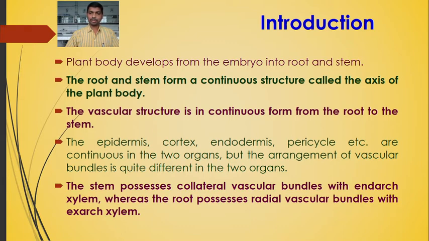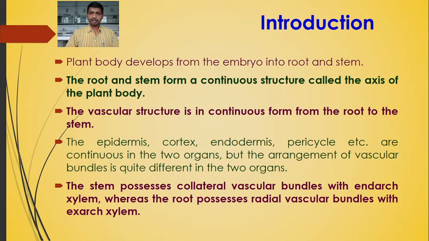Endarched means protoxylem towards center and metaxylem towards periphery. Exarched, protoxylem towards periphery and metaxylem towards center. Okay, so these are the differences between the type of the vascular bundle and the arrangement of the vascular tissue, that is the xylem, in the stem and root.